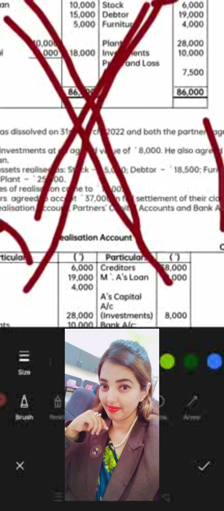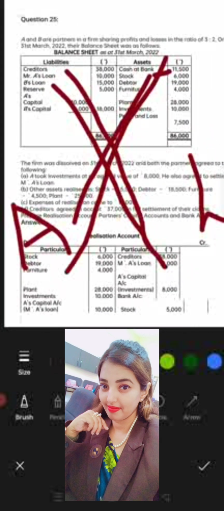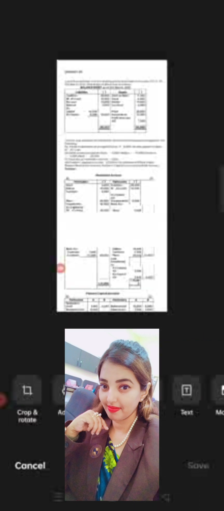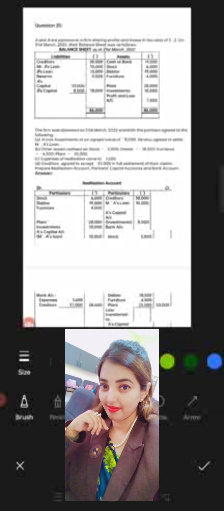I hope it's clear. So now you have taken all your assets and all your liabilities, and sorry for the disturbance. And here you're going to take all the adjustments. So it's like here A took over investment, agreed value of 8,000. You're going to show all your adjustment assets here, and all your adjustment liabilities here.